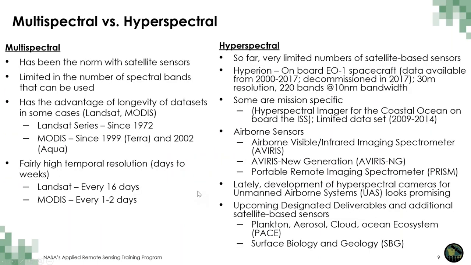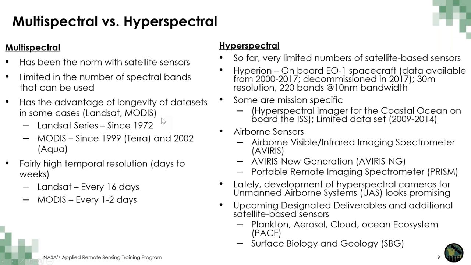Now here's again, Amber went through some of these in the first session, but it's a good thing to go back again and kind of refresh our memories. Some of the differences between hyperspectral and multispectral sensors. The multispectral sensors have been the norm with satellite sensors in particular, but they are limited by the number of spectral bands that can be used. On the other hand, there's the advantage to some of these missions of the longevity of the data sets associated with them.